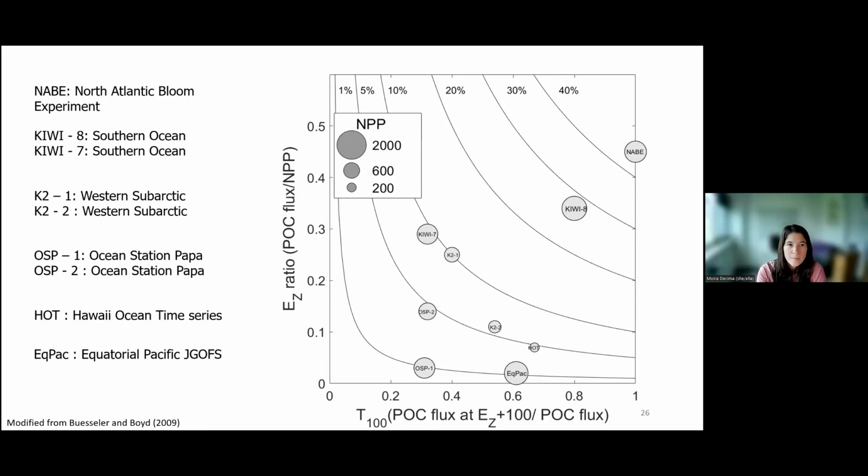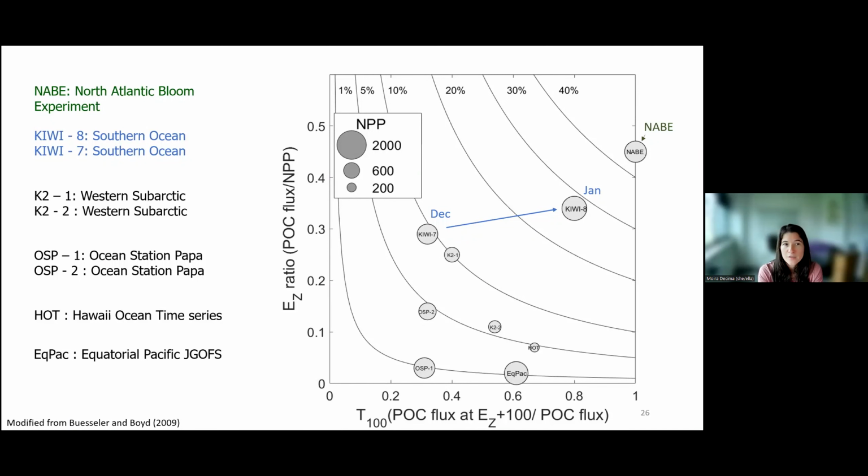relative to what made it below the photic zone that sinks 100 meters deeper. So for instance, the North Atlantic bloom experiment has a value of 1. What that means is that 45% of net primary production that sank below the photic zone, all of that also sank 100 meters deeper. So it's just going kind of straight to the bottom. That is the most efficient, I guess, of our locations of the world in terms of export. These are other areas where these measurements have been done.